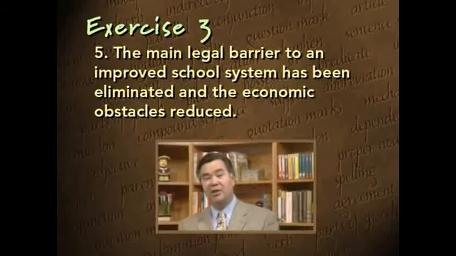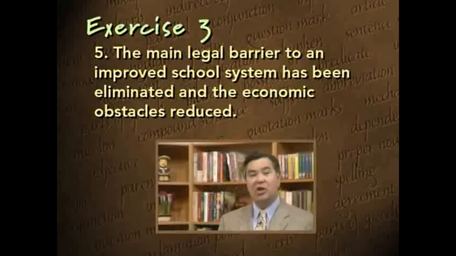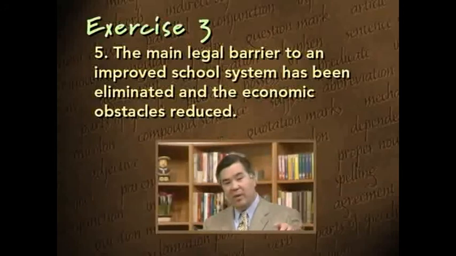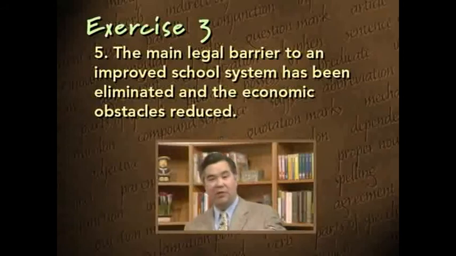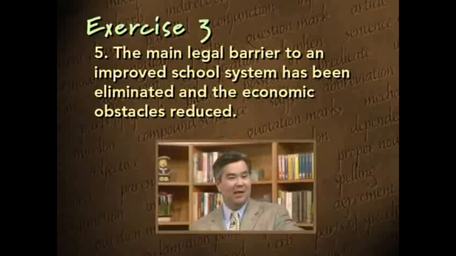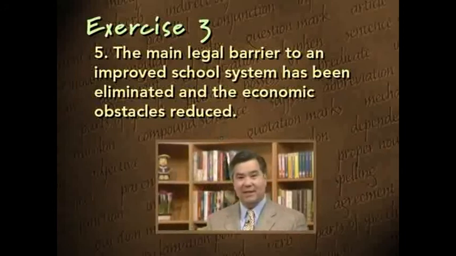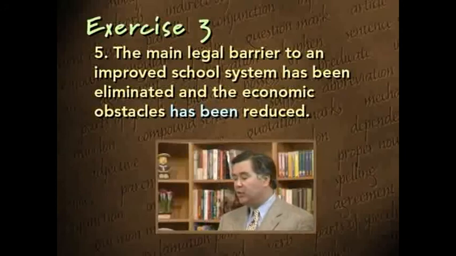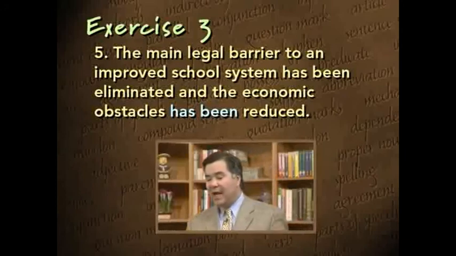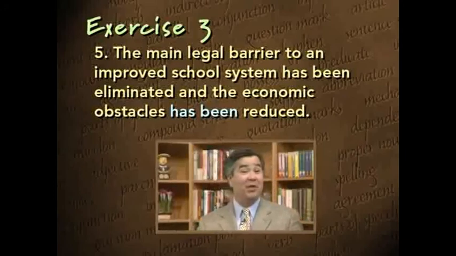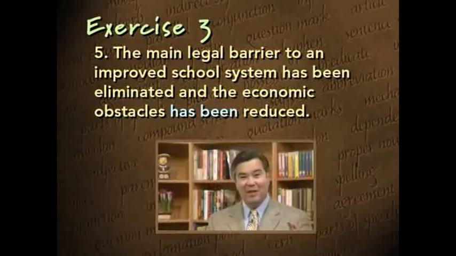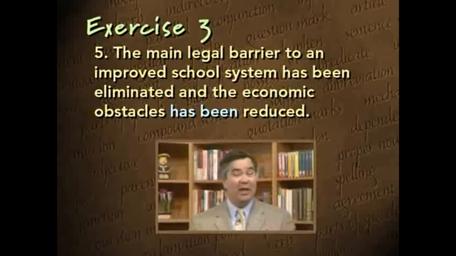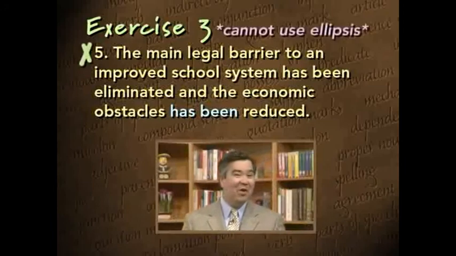From the second clause here, the author has left out a couple of words, hoping to save space and make the sentence sound less repetitious. When we pick up the exact same words from the previous clause and insert them in the second clause, does it sound right? Does it make sense? Here's how it would then read. The main legal barrier to an improved school system has been eliminated, and the economic obstacles has been reduced. Okay, when we reinsert the helping verbs has been, which were left out or omitted from the second clause, we see that they don't quite work.